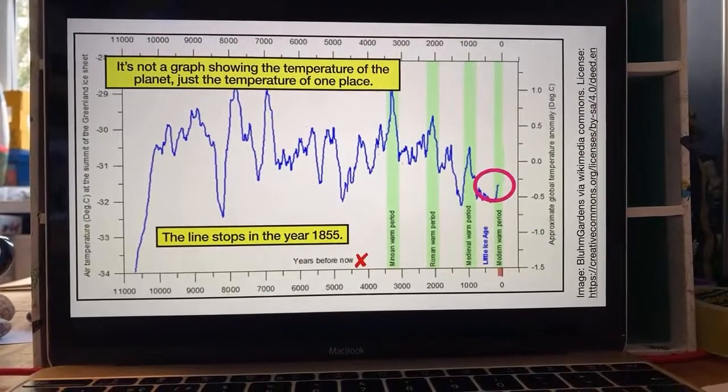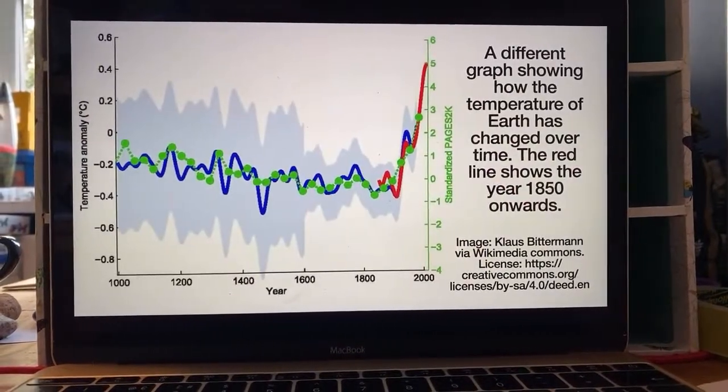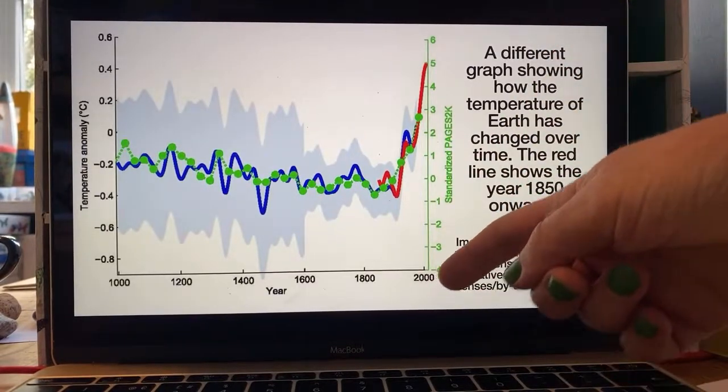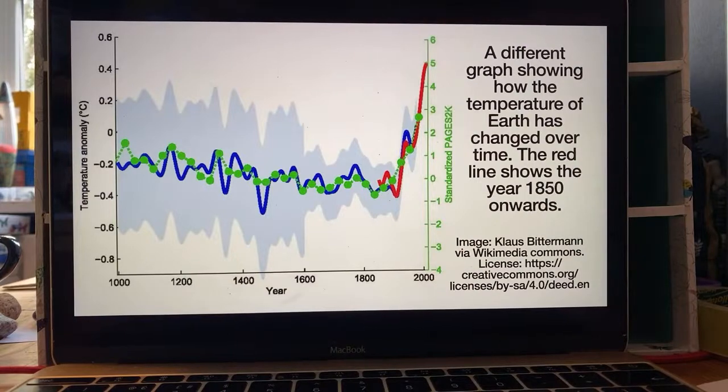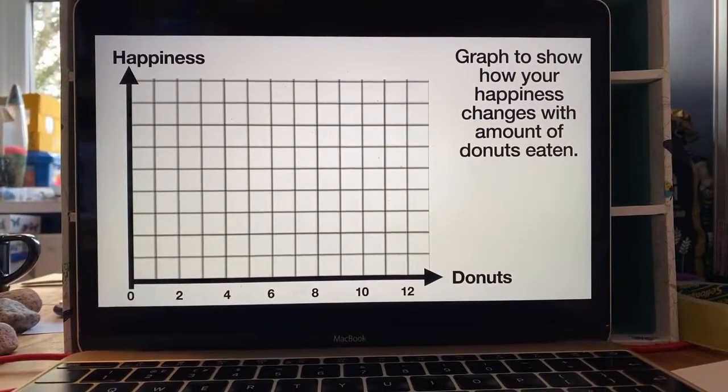Here is a graph which is showing what that graph said it was showing, if you know what I mean. Here is a graph where the axis goes all the way to pretty much the year now, and this red line shows how the temperature of the whole Earth has changed since 1850, which is a little bit more. But anyway, I just thought it's interesting to show that graphs matter.